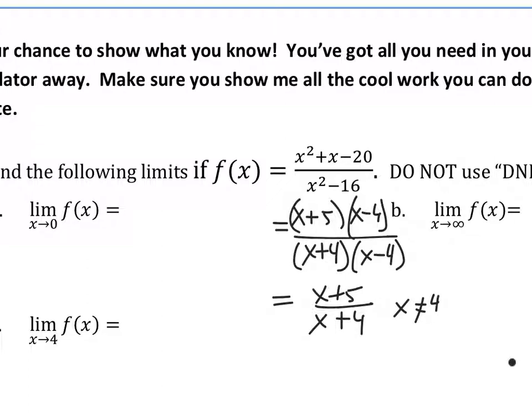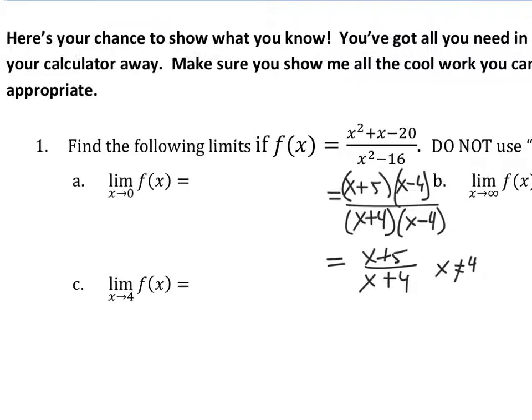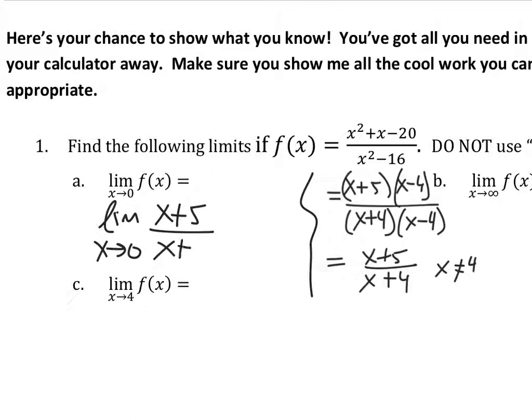4. All right, so if we find the limit as x goes to 0 of f of x, well, that we can just plug in. So the limit as x goes to 0 of, and I'll go ahead and put the simplified one in here, (x plus 5) over (x plus 4). And so we get direct substitution. This is just 0 plus 5 over 0 plus 4, which is 5/4. All right, so direct substitution is not a problem.